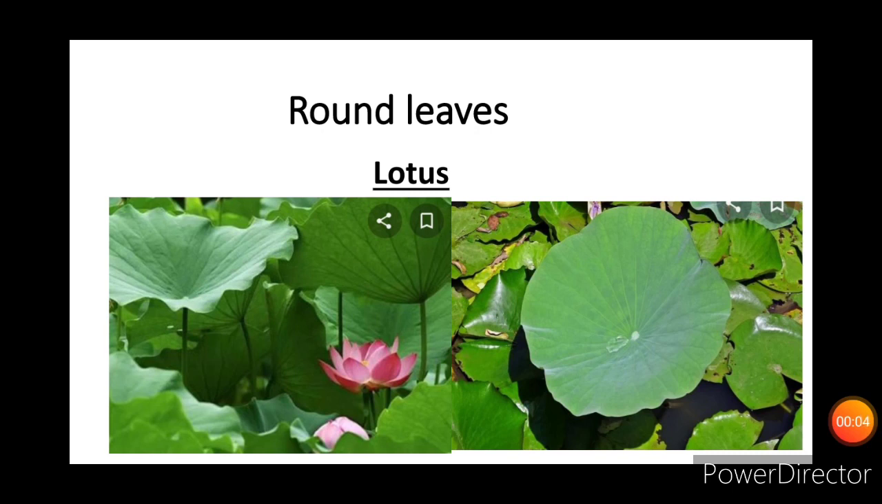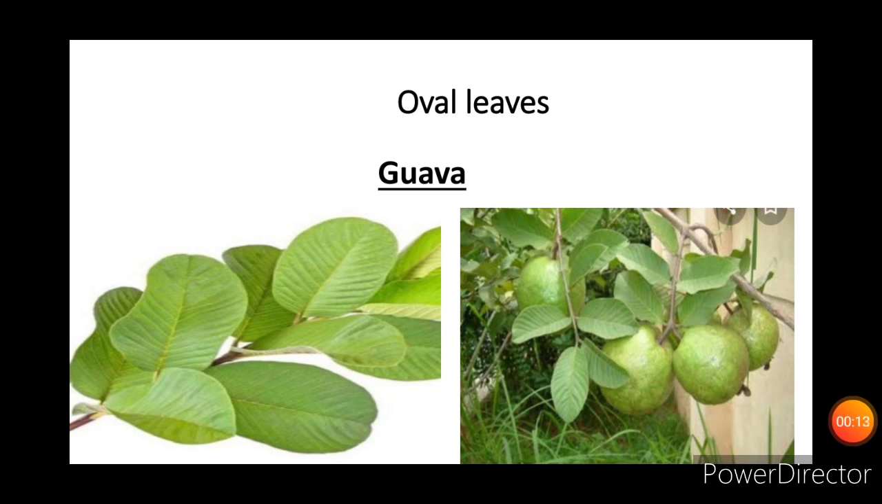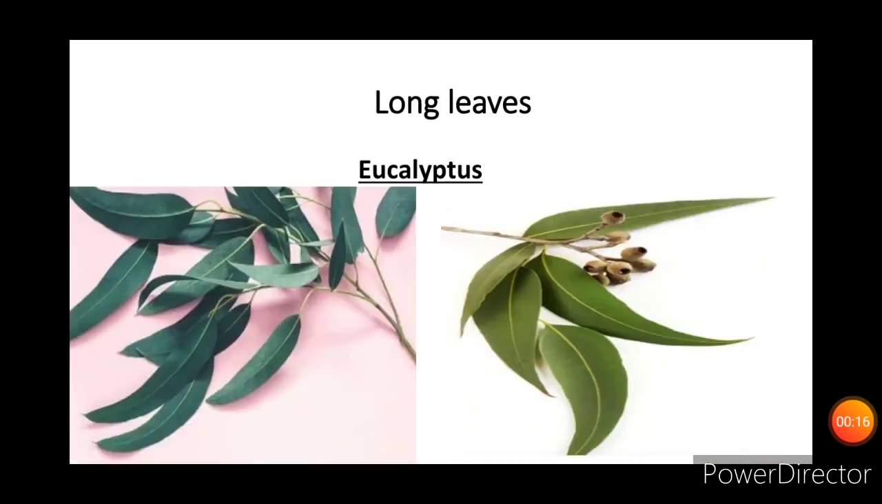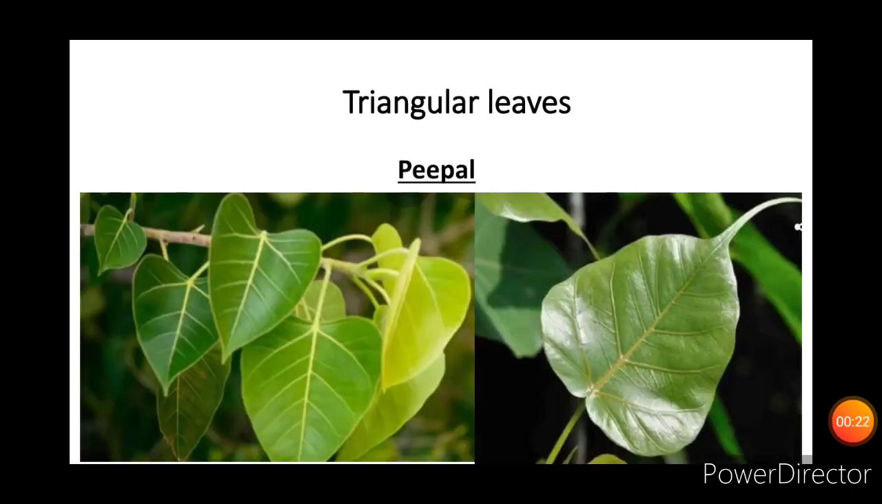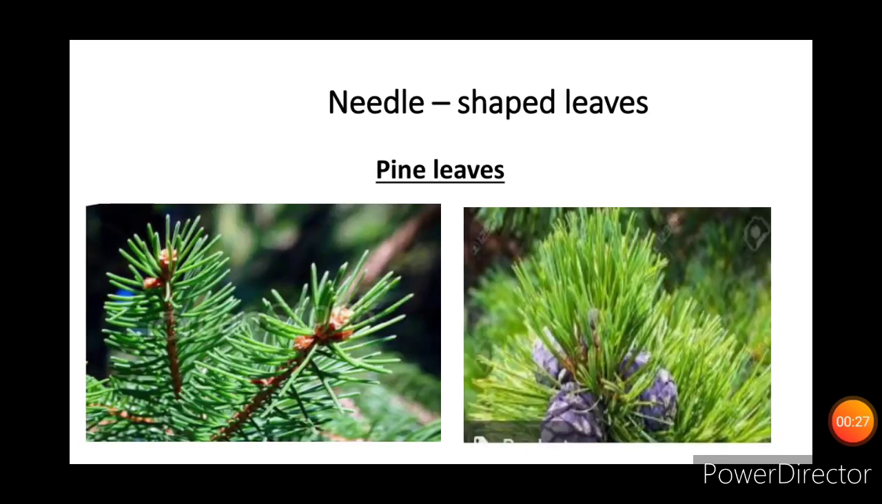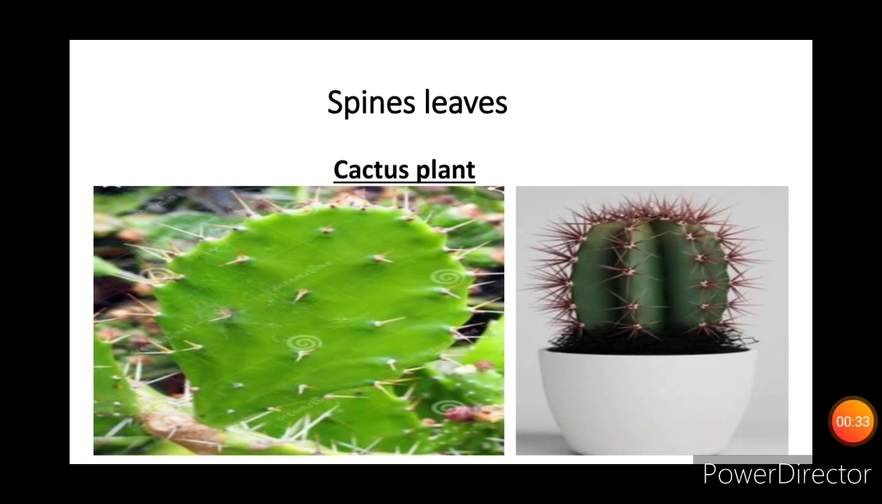Here we have some examples of round leaves, that is lotus. Oval leaves, guava. Long leaves, eucalyptus. You can see here. Triangular leaves, that is peepal. Needle-shaped leaves, pine leaves. Spine leaf, cactus plant. The pitcher plant has leaves that take the shape of a pitcher with a lid. You can see the example of a pitcher plant.